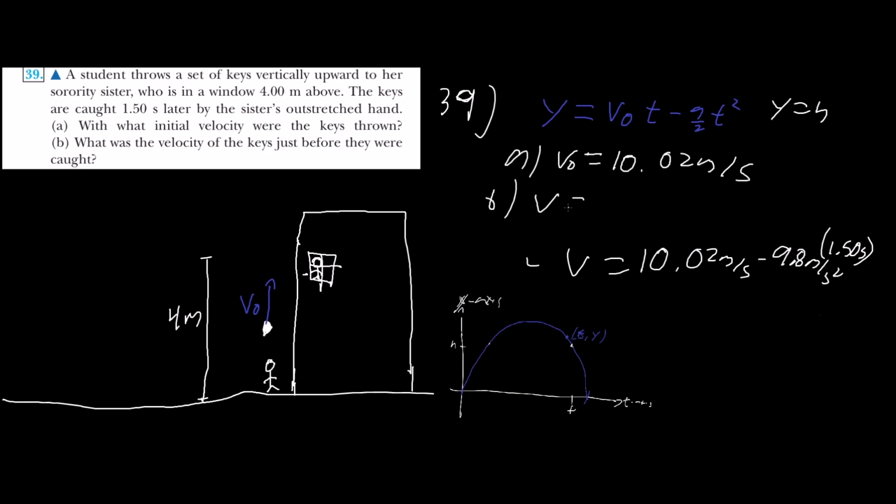Here you have the final velocity being negative. Notice that it's a negative value because it implies downward. So the final velocity is going to be downward at negative 6.8 meters per second. In other words, she throws it up, it's going to pass the window, and it's going to come back down, and then she's going to stretch her hand and catch it. So that's all.